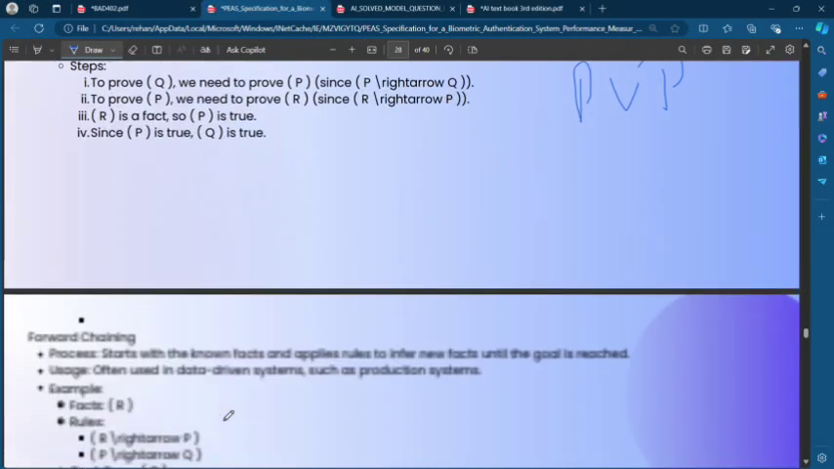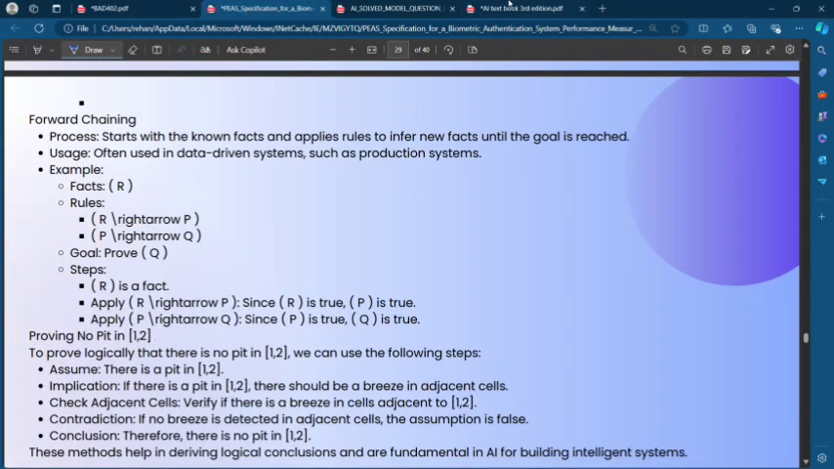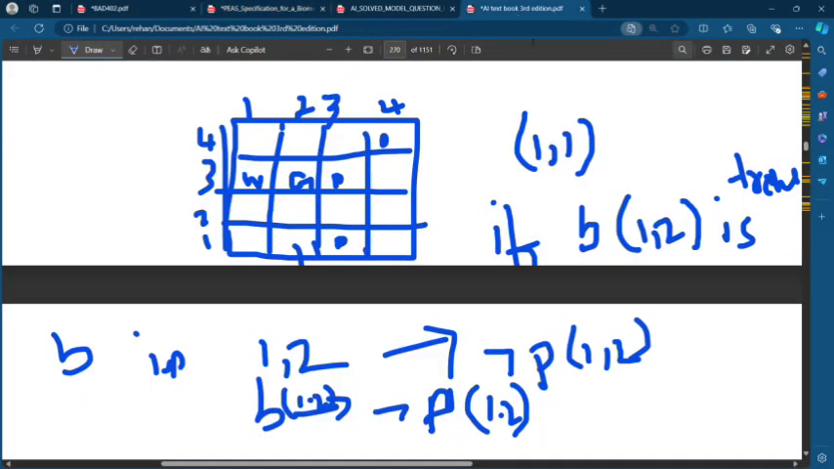These things are so confusing, right? Let us take an example from the textbook.